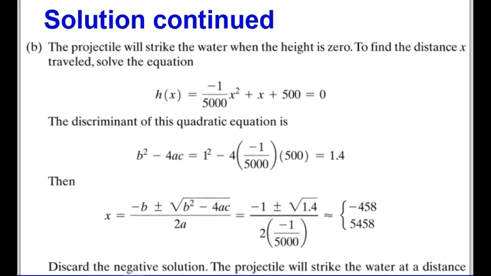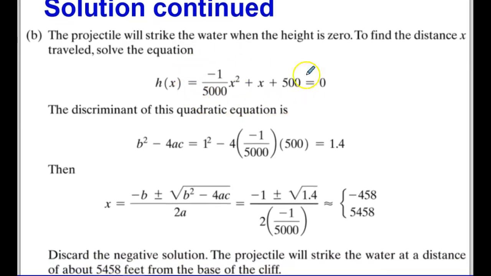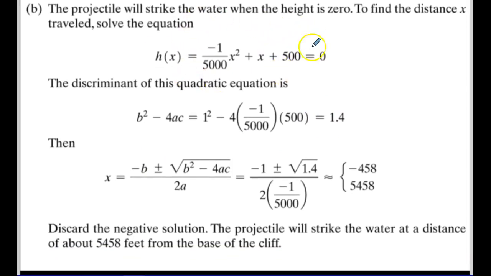Then I was also asked, when's it going to hit the water again? So I have to figure out when my height is 0. I set my entire equation equal to 0, and I know that I'm going to have two solutions here. I would use the quadratic formula, because these are not going to be easy numbers to factor. So I use my quadratic formula, and I plug in my a, b, and c's, and I come up with these two solutions. We know we're not going to use this negative solution because I cannot have a negative distance. So we're only looking at this distance. The projectile, or the cannonball, whatever it was, will hit the water 5,458 feet after we shoot it, so from the base of the cliff.